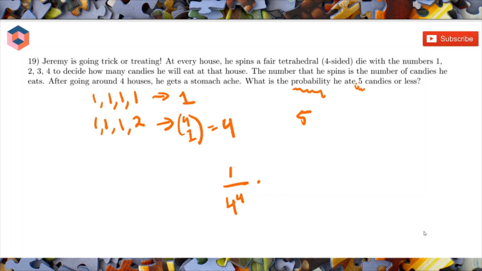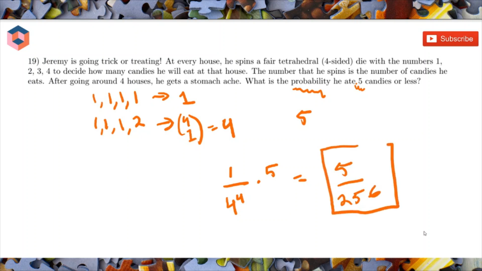And only 5 of those possibilities work, so we multiply by 5 to get 5 over 4 to the power of 4. That's 16 squared, or 256. Problem number 19 is now solved. Let's go on to the next problem.